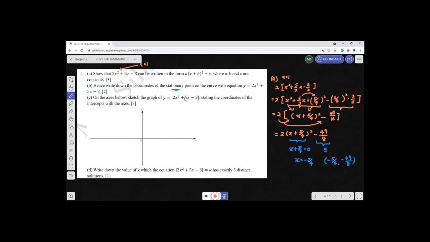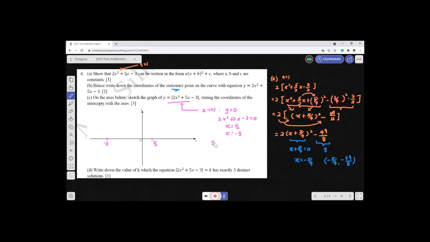So for C, they ask us to sketch a modulus graph. Can you see? When we are required to sketch a graph, we must find out what the x-intercept is. Putting y equal to 0, it will be 2x squared plus 5x minus 3 equal to 0, and you find out what x is. You can use a calculator to find x. So x is 1 over 2, x is negative 3. Then you can label it. Negative 3 is very far here, 1 over 2 is somewhere here.